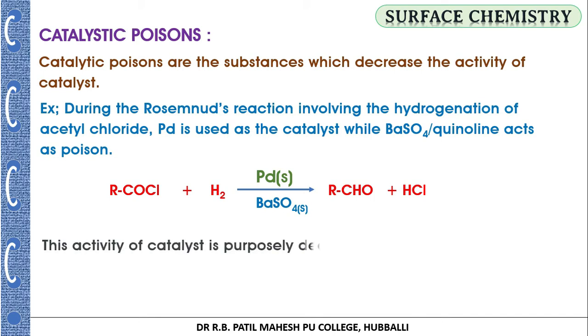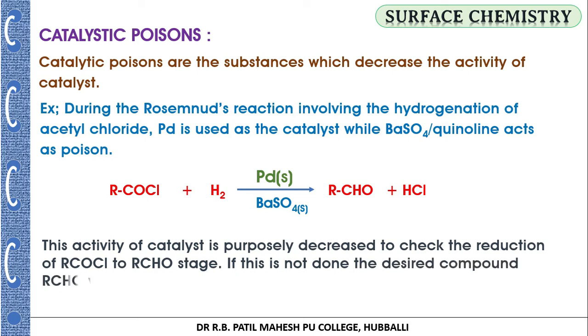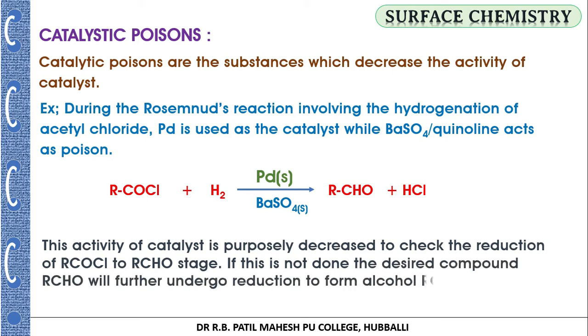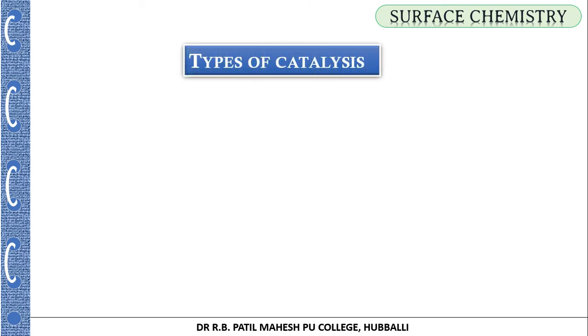Here the reason is given: purposefully we are going to use barium sulfate, so that it decreases the efficiency of palladium, thereby preventing the conversion of acid chloride to alcohol. It helps in converting acid chloride to aldehyde only. Now let us see the types of catalysis.